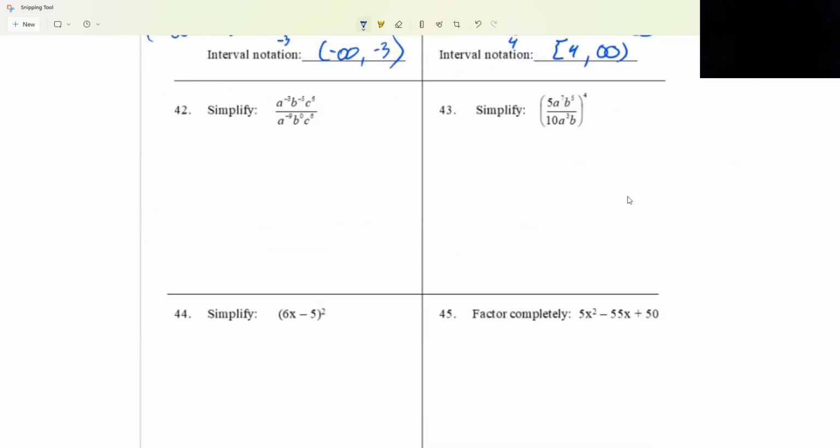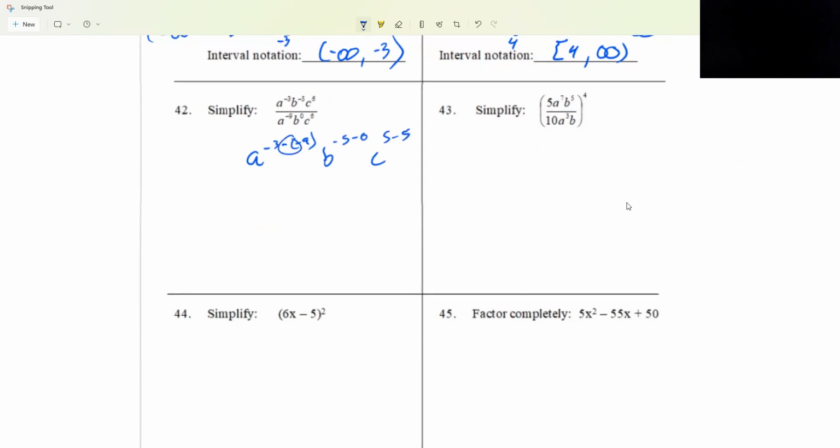All right, 42, 43, these are the same problems that we did earlier with the exponents. So you got A, negative 3 minus negative 9. B, you got negative 5 minus 0. And then you got C, 5 minus 5.